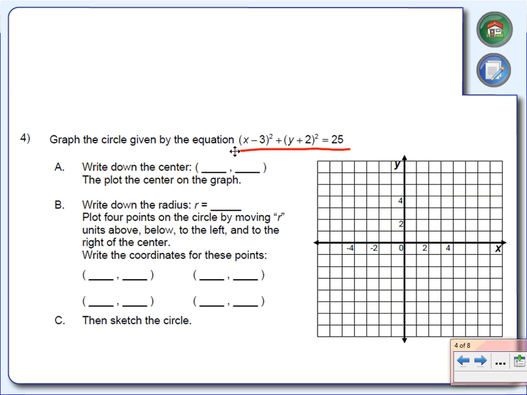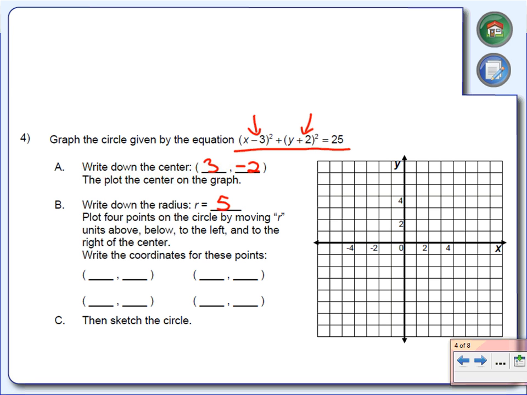Anybody want to take a guess what that center is? 3, negative 2. All we're doing is looking at these two numbers and changing their sign. All right, the other thing I need is a radius. The radius. It's not 25, but it is a 5. And where did that 5 come from? Square root of 25. That's where the 5 came from.